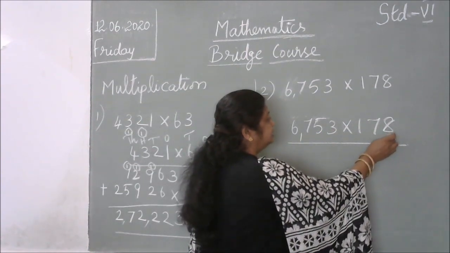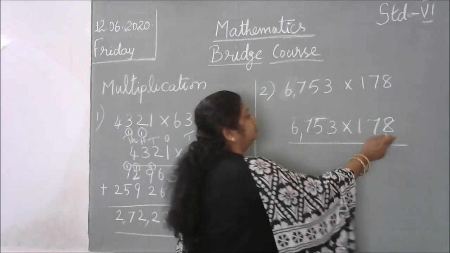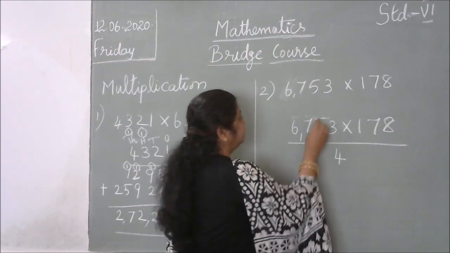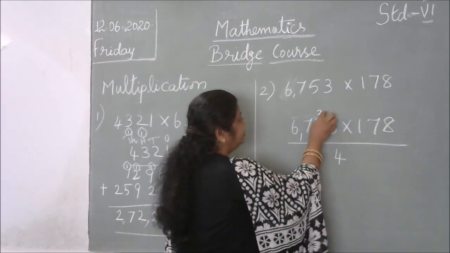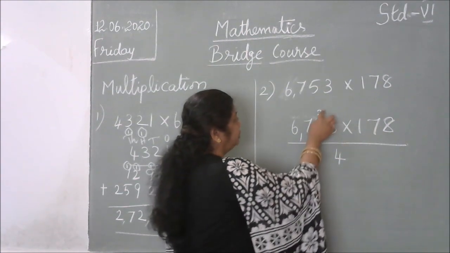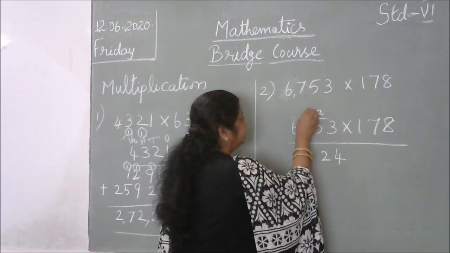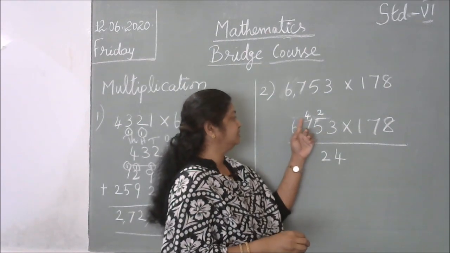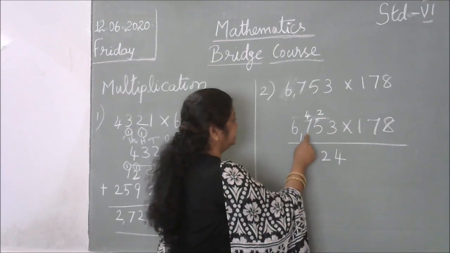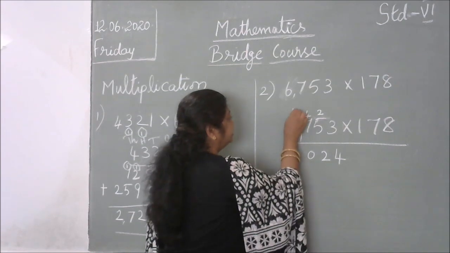With the 8 in the ones place, with the ones place number you have to multiply all these numbers. With 8, 8 3s are 24. 4 you should write here, and 2 you should write on top of this 5. And 8 5s are 40. 40 plus 2 is 42. 2 you should write here, and 4 you should carry over on the 7 of this one. And 8 7s are 56. 56 plus 4 is 60. 0 you should write here, and 6 you should write on top of this number.